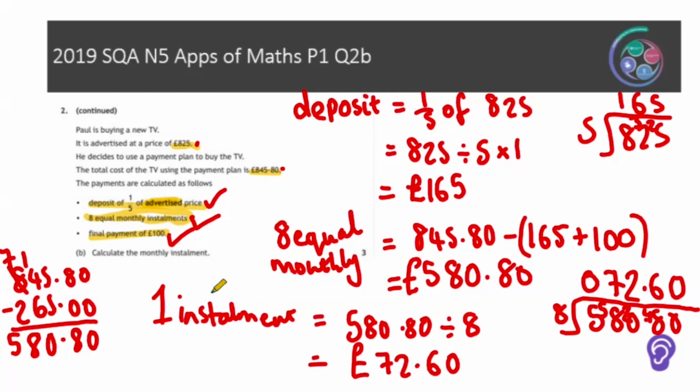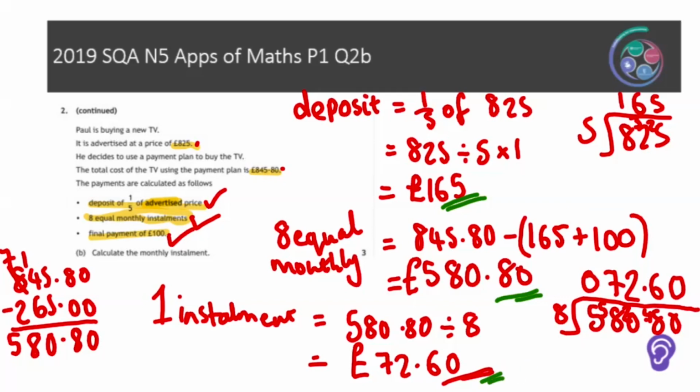I've worked out what the price of one instalment is, my £72.60. And so I am happy with that question. And my marks for that question would come from working out my deposit here of the advertised price, not the payment plan price, working out how much is left to pay with the 8 equal monthly instalments, and then finally working out my instalment there.